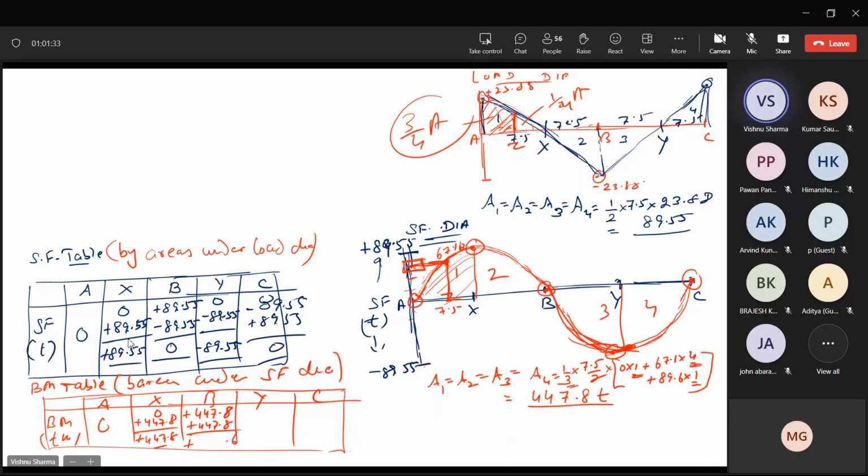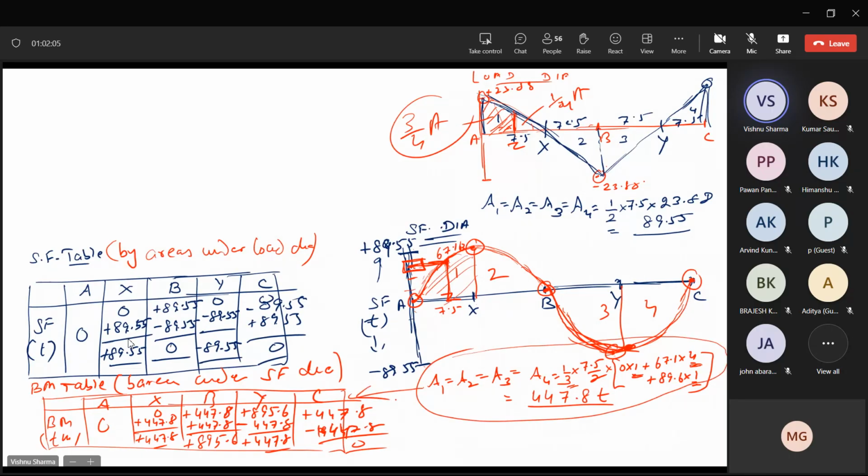It becomes 895.6. I carry forward 895.6. There is a minus of 447.8, leaving me with plus 447.8. Plus 447.8 minus 447.8 makes it 0. That was the whole idea of calculating this area here, so that the table can be rapidly closed out.